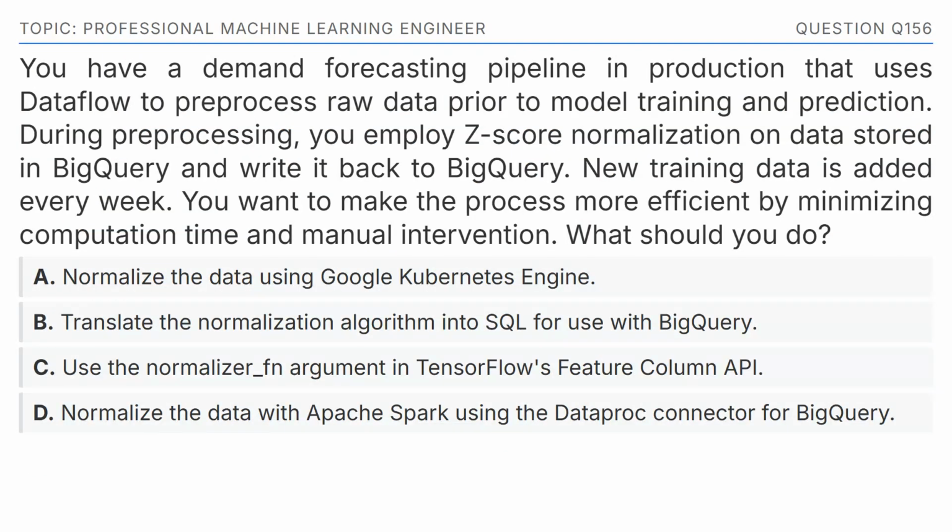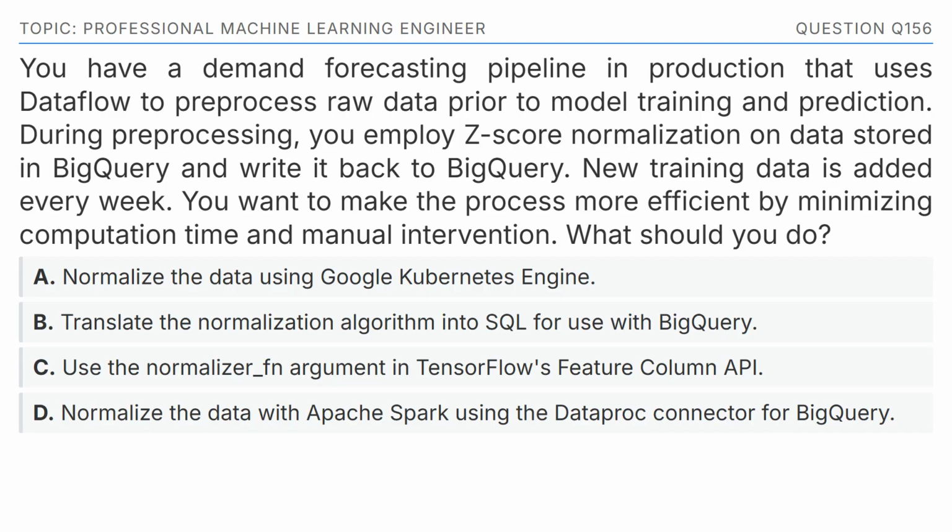You have a demand forecasting pipeline in production that uses Dataflow to pre-process raw data prior to model training and prediction. During pre-processing, you employ z-score normalization on data stored in BigQuery and write it back to BigQuery. New training data is added every week. You want to make the process more efficient by minimizing computation time and manual intervention.